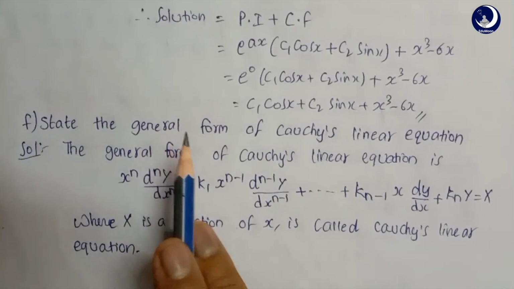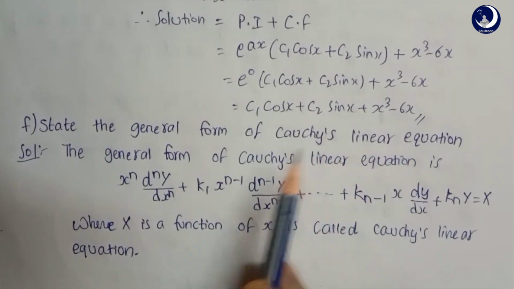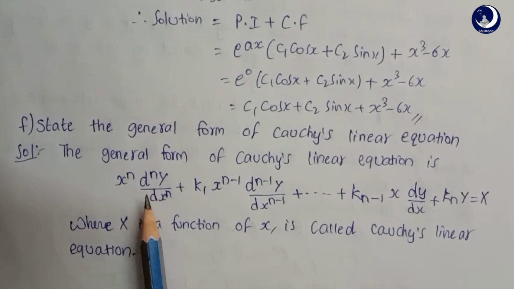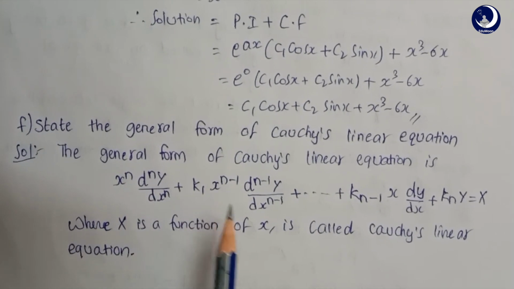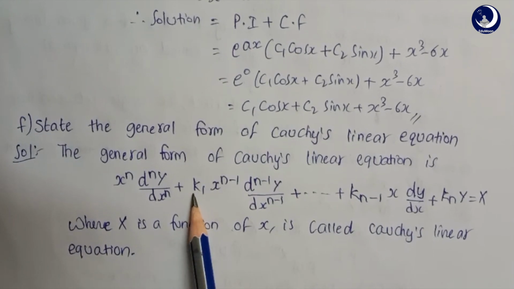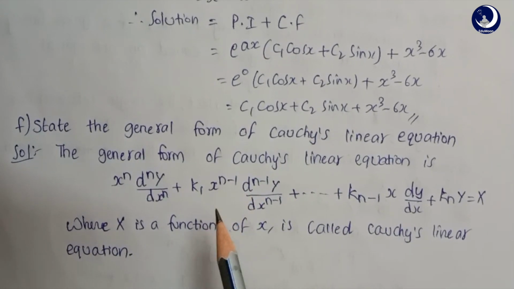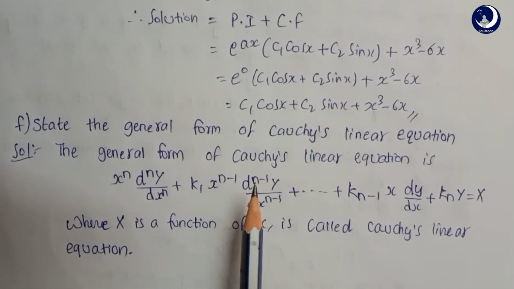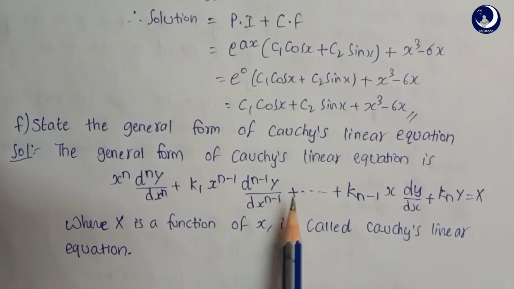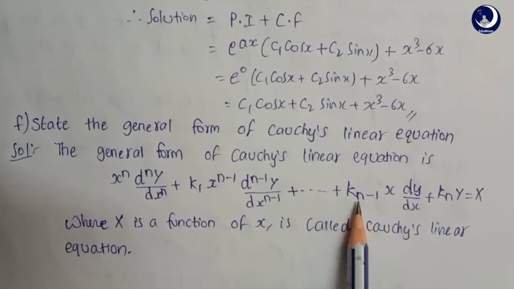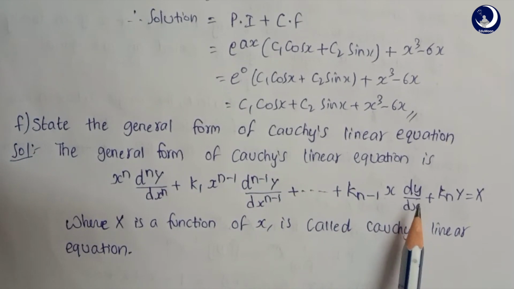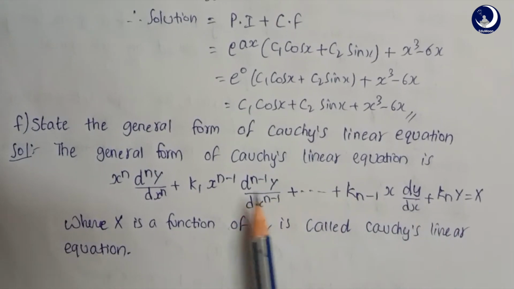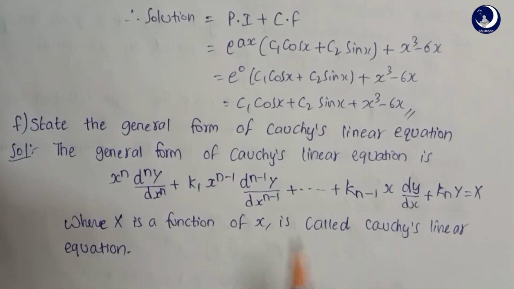Sixth question. State the general form of Cauchy's linear equation. The general form of Cauchy's linear equation is this: x power n into d power n y by dx power n plus k1, that means constant. You can take it k1 or a1 or b1, any value. This was constant. k1 into x power n minus 1 into d power n minus 1 y by dx power n minus 1, and so on, we get k n minus 1 into x dy by dx plus kn y equal to X, where X is a function of x, is called Cauchy's linear equation.